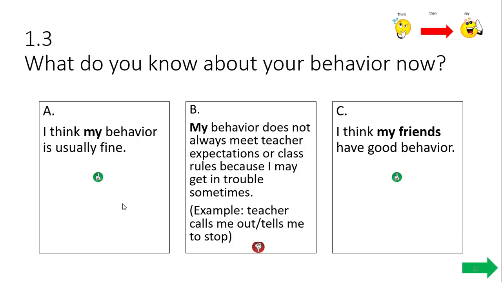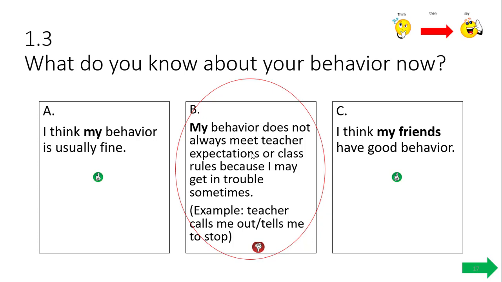Okay, so what do you know about your behavior now? Remember, some strengths are matching the classroom rules and expectations, but some don't meet the classroom rules and expectations. So I think my behavior is usually fine. I have friends that have good behavior. These are silly. We don't really care about that right now. We've been talking about how your strengths and needs are sometimes matching or not matching the classroom rules and expectations.